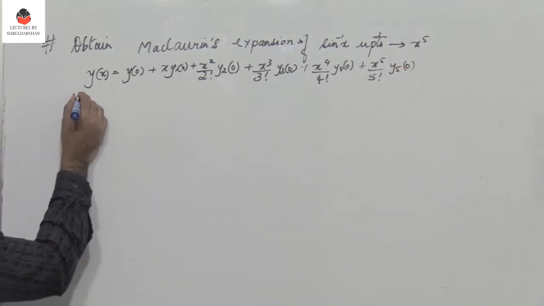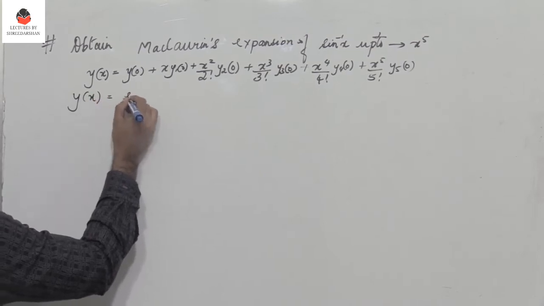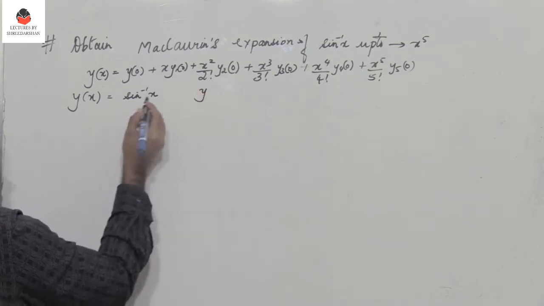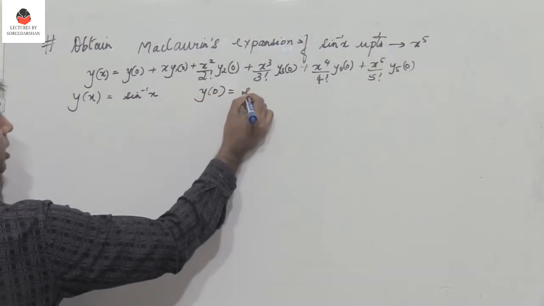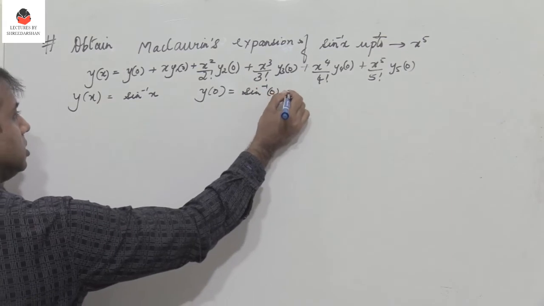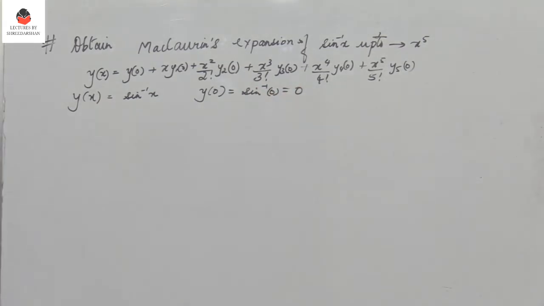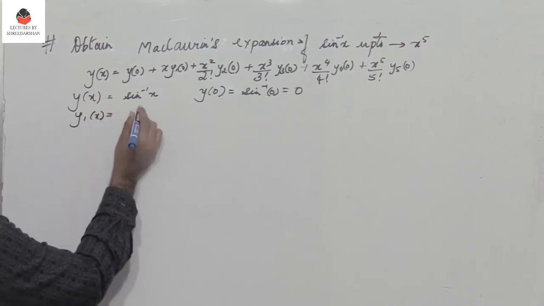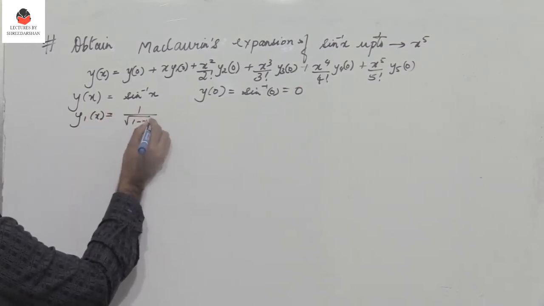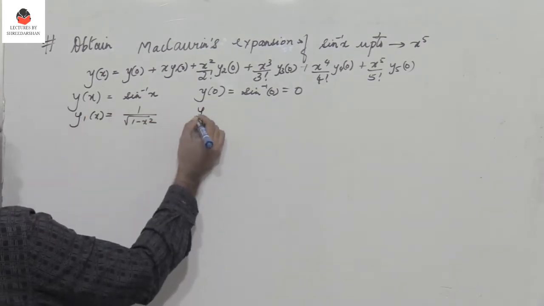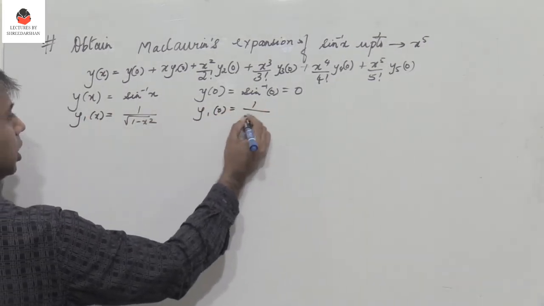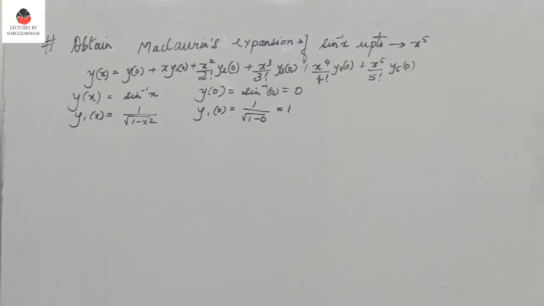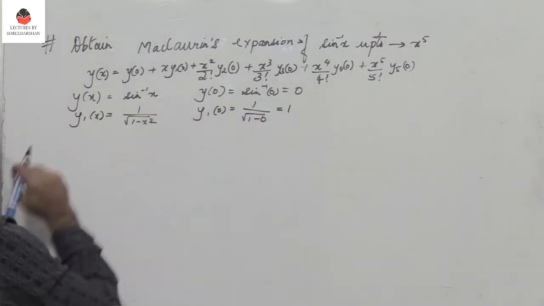Alright, so now y of x equals sine inverse x and put x equal to 0. So for x equal to 0 I get sine inverse of 0, which is 0. Next, what is y1 of x? Differential of sine inverse x is 1 by root of 1 minus x square. So put x equal to 0, y1 of 0 equals 1 by root of 1 minus 0 equals 1. So we have got y1 of 0, which is equal to 1.